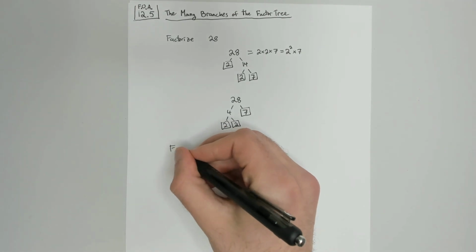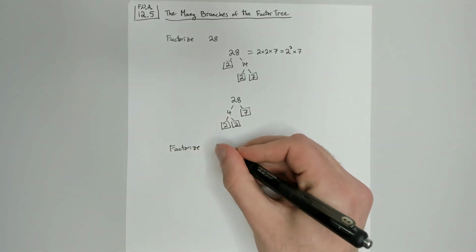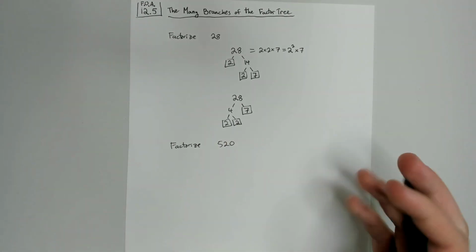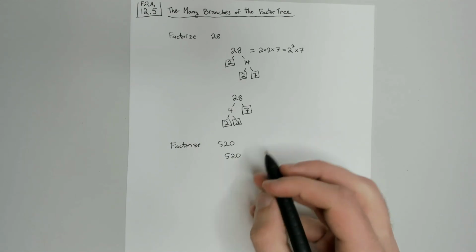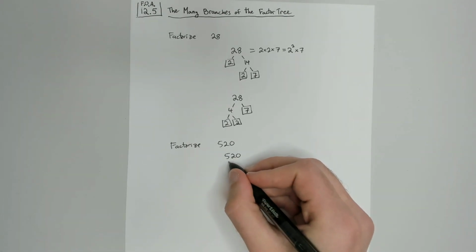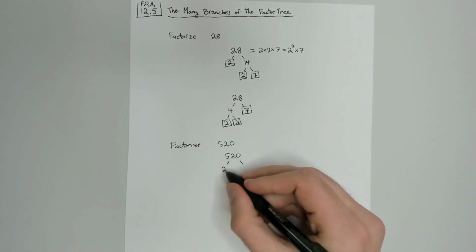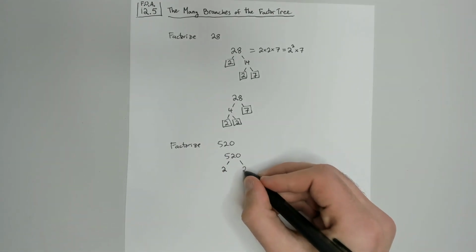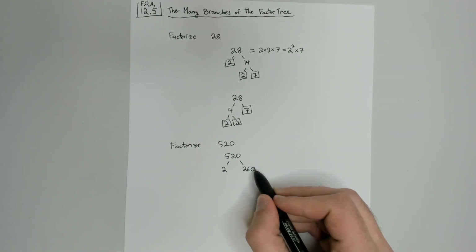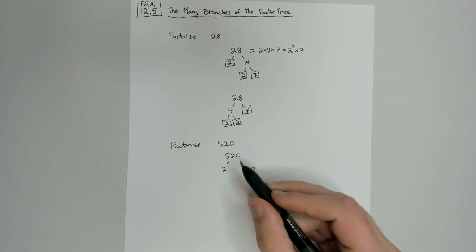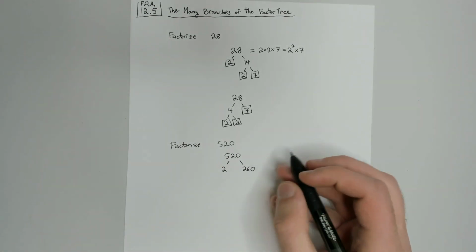Let's factorize 520. All right, so first of all, I'm going to do it with the method that we all know and love, by just chunking off the smallest prime factors. So we're going to get 2, and 2 times what is 520? It'll be 260, right? 2 times 200 is 400, 2 times 60 is 120, 400 plus 120 will be 520. So that's how I know that 2 times 260 is 520.